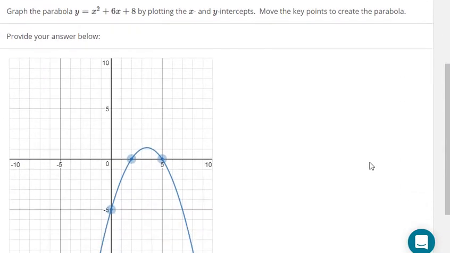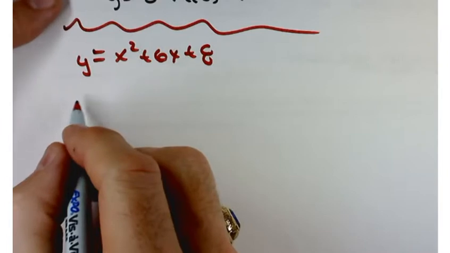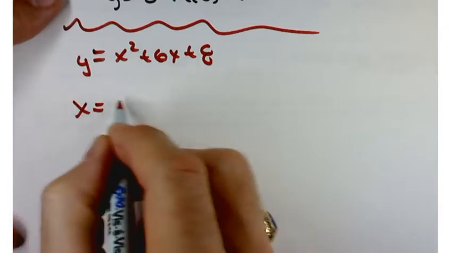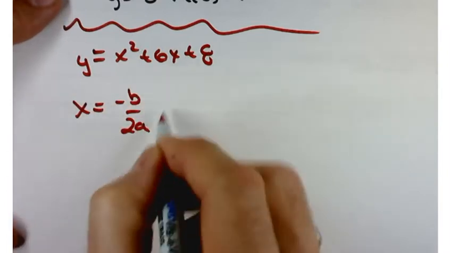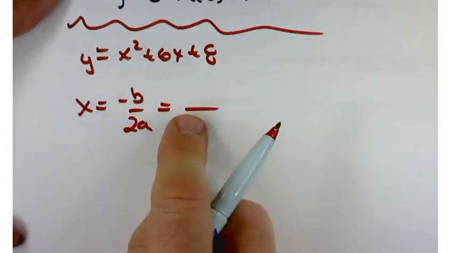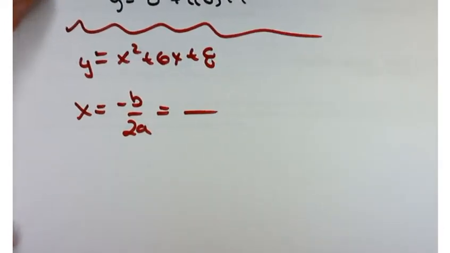Okay, so let's try this one. y equals x squared plus 6x plus 8. So let me copy that down. y equals x squared plus 6x plus 8. And we'll actually be able to do a little bit more with this one. As usual, we'll start by finding the vertex. So x is going to be -b over 2a. Bianca, what number should I put in to find the vertex on this one?